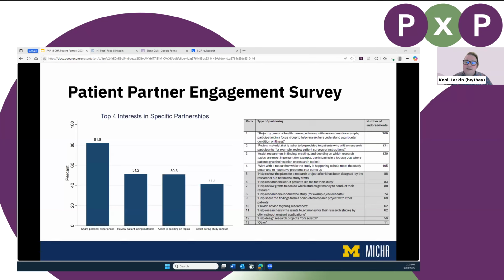Here's just, I know it's hard to read in a very busy slide, but here are the types of activities that people said they want to be engaged with. So sharing personal experiences was number one, reviewing patient-facing study materials number two, creating and developing, prioritizing research topics number three, and then assisting during study conduct. We've got the full list on the right there.